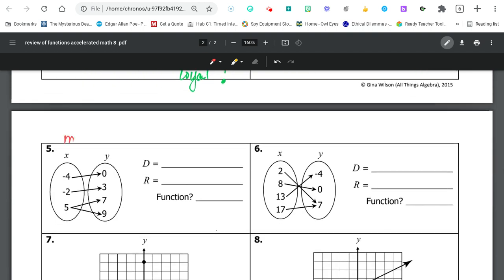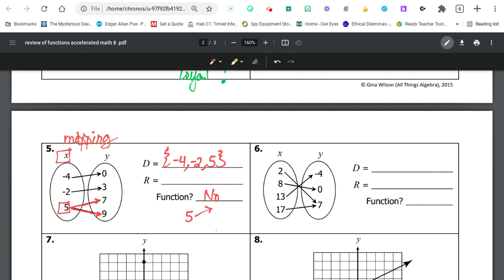All right. This relation is expressed as a mapping. That's when you got the ovals, okay? So you're going to focus on the x's and list my domain. In that oval, you have -4, you have -2, and you have 5. Now, be careful when you do the function. Look at your x oval. Are any of those x's paired with more than one y? Well, 5 is a problem, because 5 decided to be with 7 and with 9. Are all your x's loyal? That is a no.